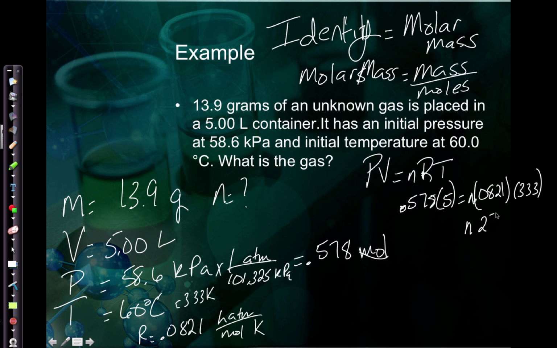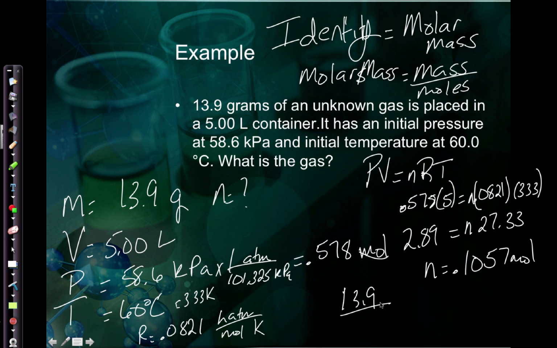So n times 27.33 equals 0.578 times 5, which gives me 2.89. Let's divide out the 27.33. My number of moles is about 0.10. All right, now I have my number of moles and I have my mass, so I can figure out what my molar mass is. My mass is 13.9, and now I'm figuring out the molar mass, divided by 0.057 moles.